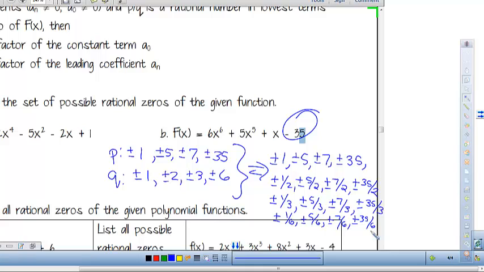That's the list of possibilities. That's a lot of values. We'll talk about some ways to reduce that list using some other theorems that we're going to talk about. But if there's a rational real zero, then it has to be amongst this list. Questions about coming up with that list? Okay, very good.